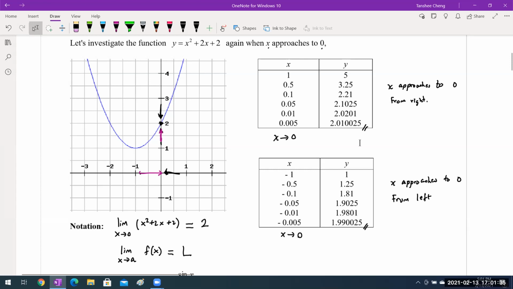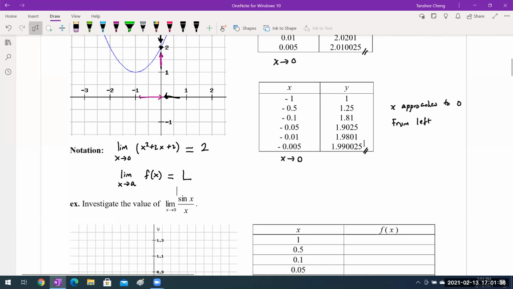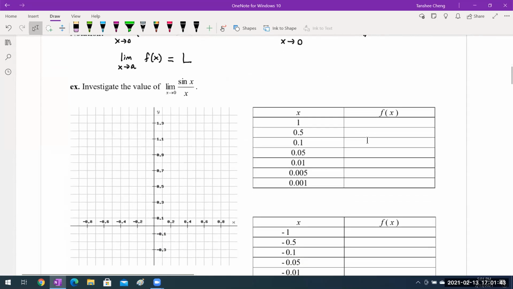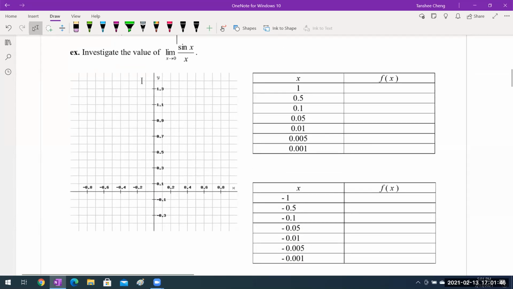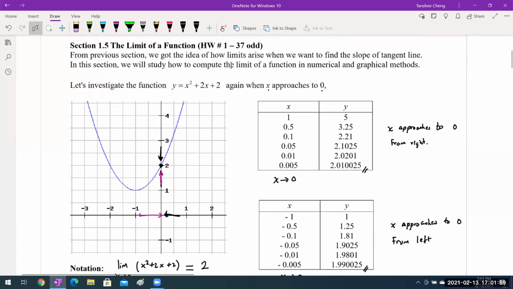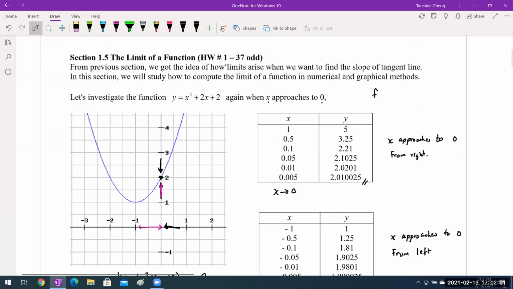So let's investigate another example. After that, we're going to talk about the pros and cons of these. The next example is finding the value of the limit as x approaches 0 of the function sine x over x. Notice that in the previous example, y of 0 is 0 squared plus 2 times 0 plus 2, which is 2.